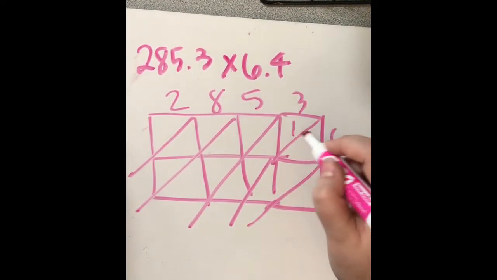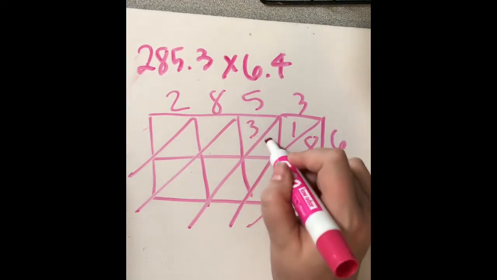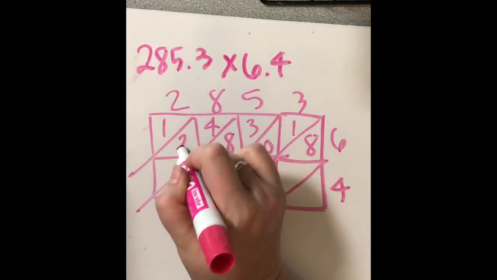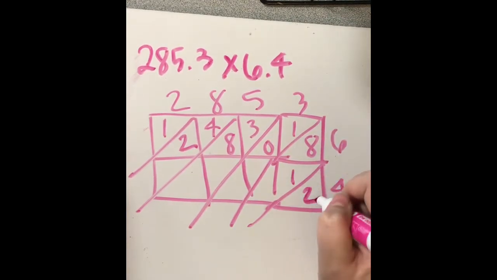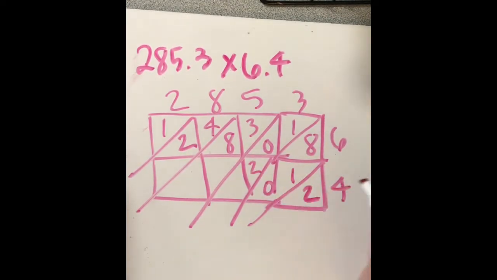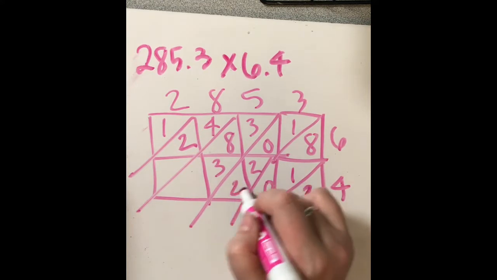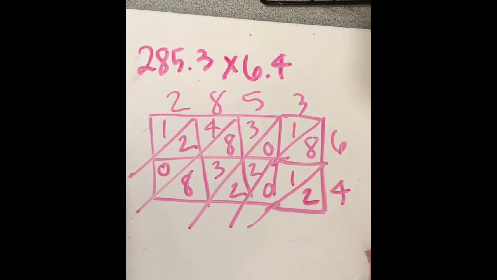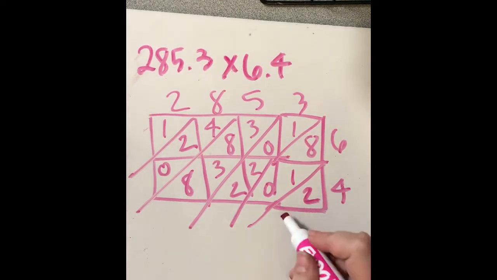3 times 6 is 18. 6 times 5 is 30. 6 times 8 is 48. 6 times 2 is 12. 3 times 4 is 12. 5 times 4 is 20. 4 times 8 is 32. And 2 times 4 is 8. Okay, check your work. And now we add.